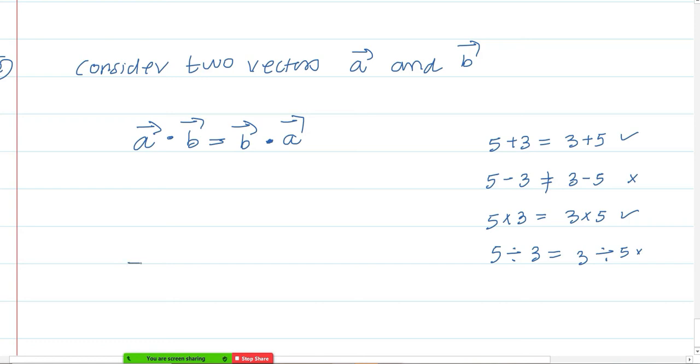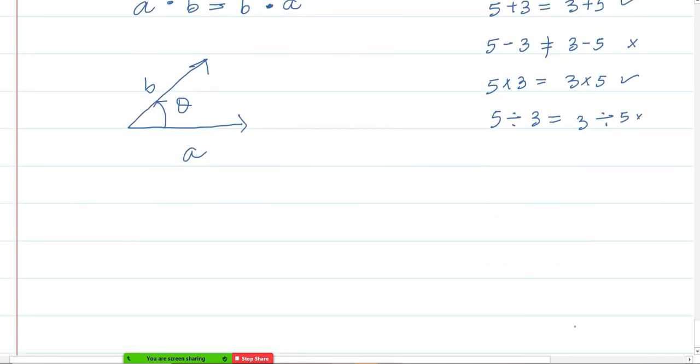Consider two vectors A and B, and let theta be the angle between A and B. According to the definition of dot product, A dot B will be mod A mod B cos theta.